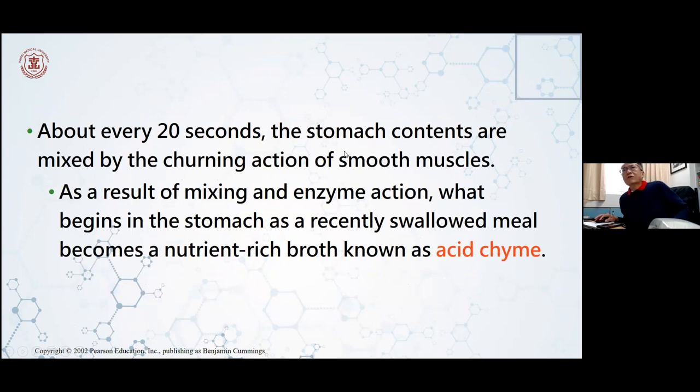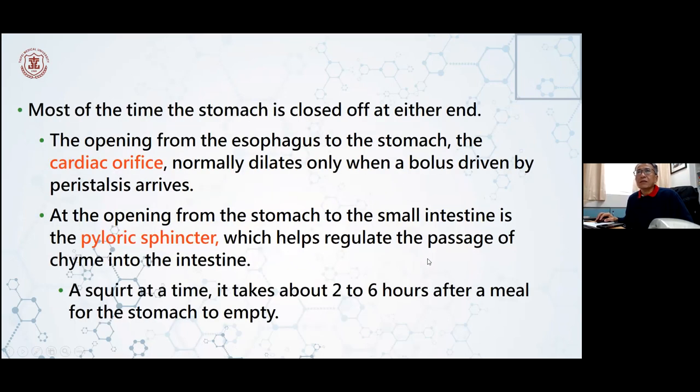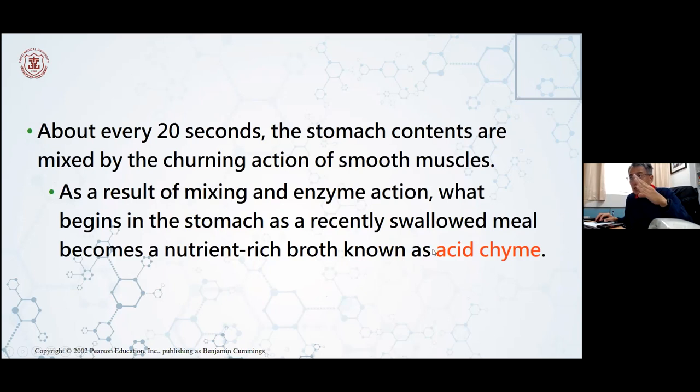So the stomach will be churning every 20 seconds, so all the nutrients will be broken down into acid chyme. The food moves from the esophagus to the stomach. In the stomach, they will use the HCl and the pepsin to preliminarily digest the foods. And finally, the foods will be converted to acid chyme here. So the acid chyme is ready for use in the intestine, as the chyme will move down to the small intestine, okay?